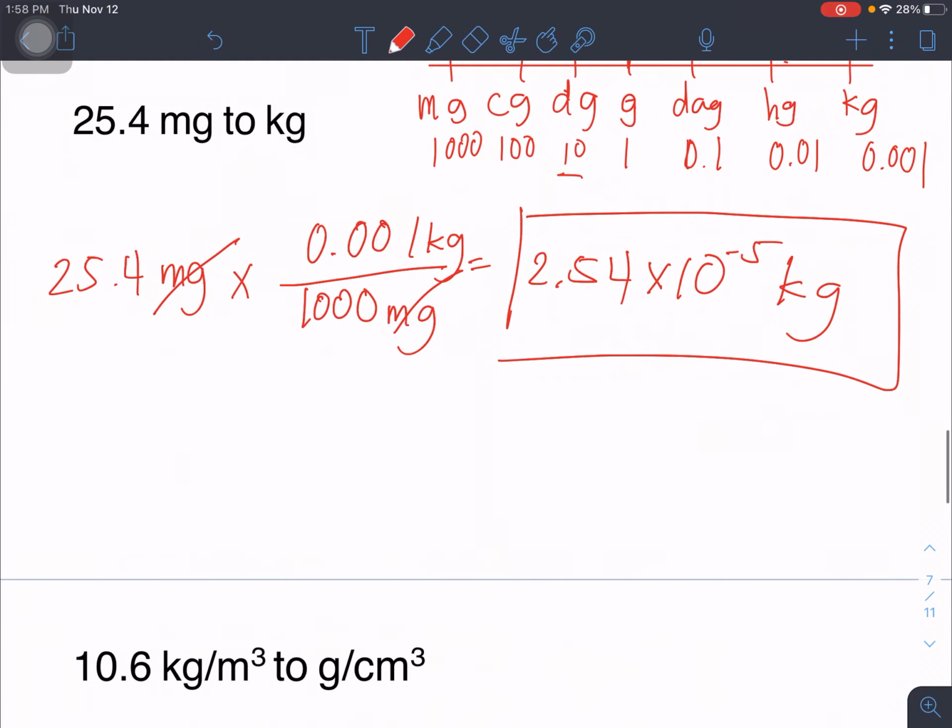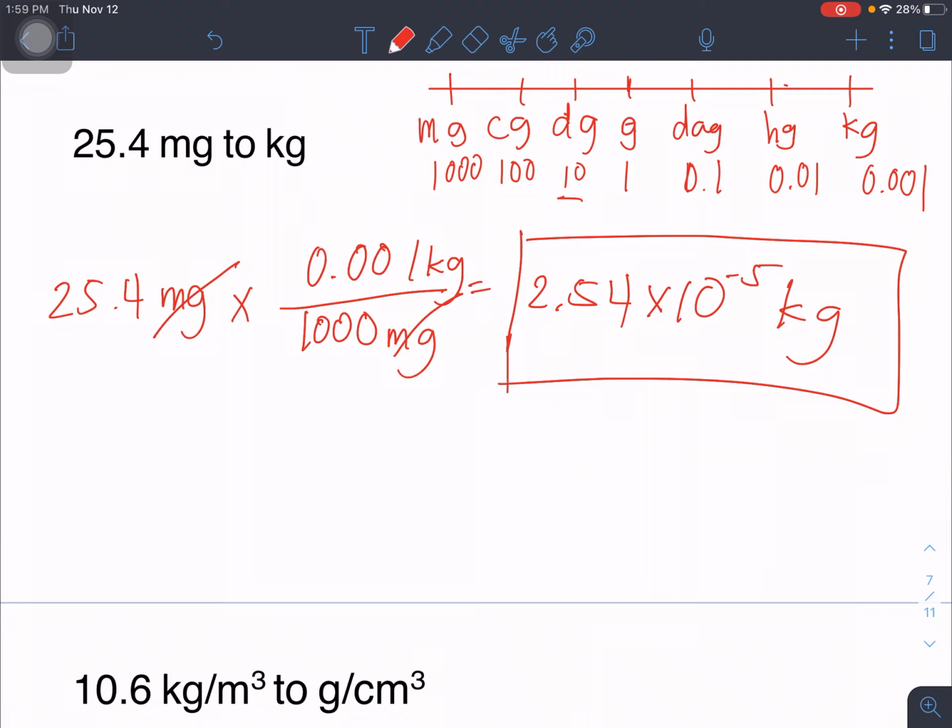Okay? So it is important to express this in scientific notation if the number of decimal places become really difficult to read or out of hand.